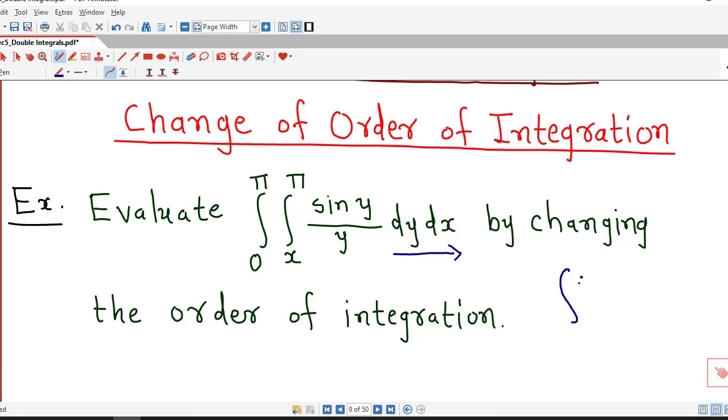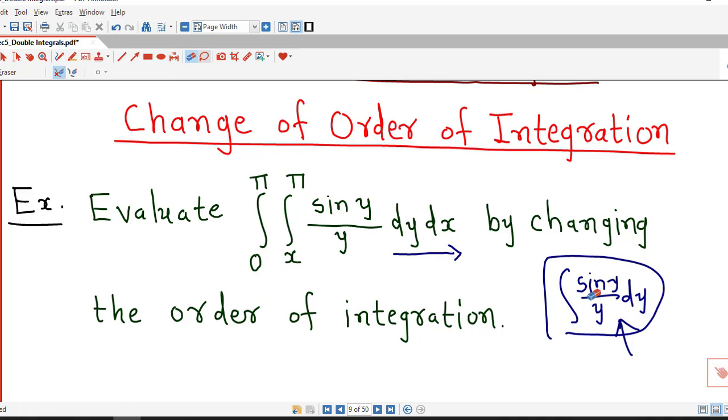Here we can observe that if we integrate in the given order, then we have to integrate this function with respect to y first. We know it is not easy to evaluate this integral. We do not have any standard formula for the integral of sin y over y with respect to y. Even if we were not told to change the order of integration, we would have to change it, because it is not easy to evaluate this integral with respect to y first. So we will change the order of integration.